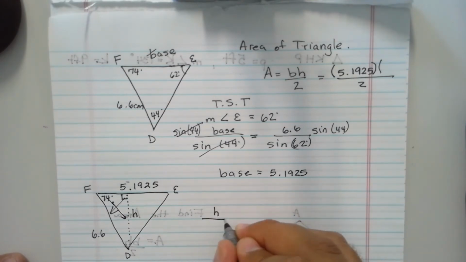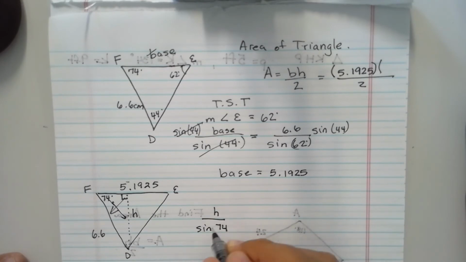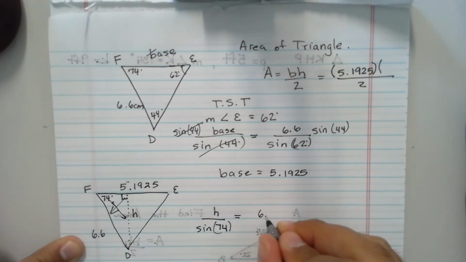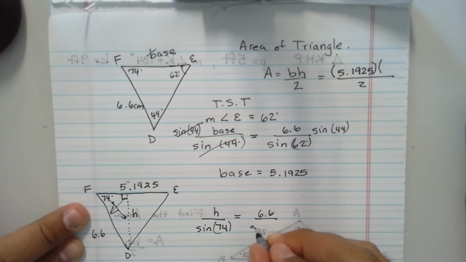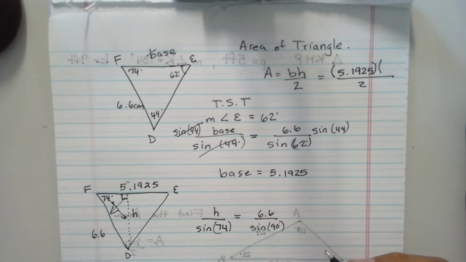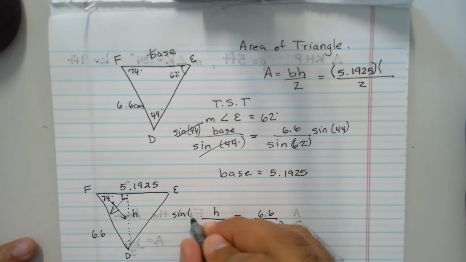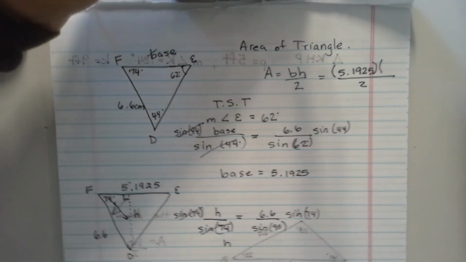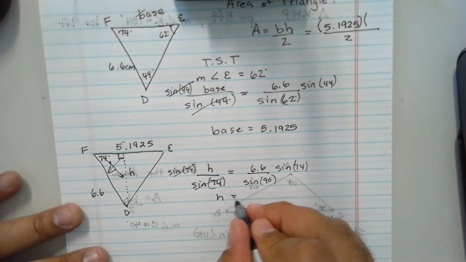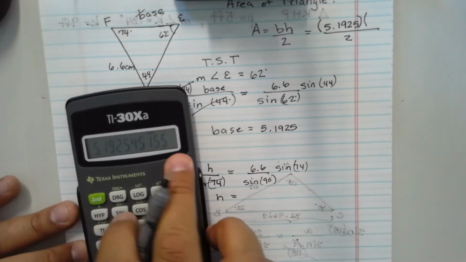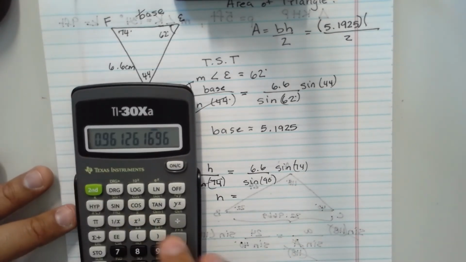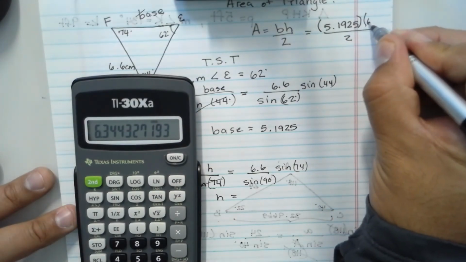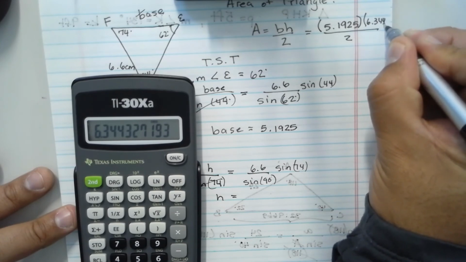So the height over sine 74 is equal to, which is the what? The hypotenuse, which is 6.6 over sine of 90. And what is sine of 90? 1. So if I multiply both sides by sine of 74, this will cancel out. My height will be equal to these two numbers combined. So it'll be sine 74 times 6.6, and this height is 6.3443.